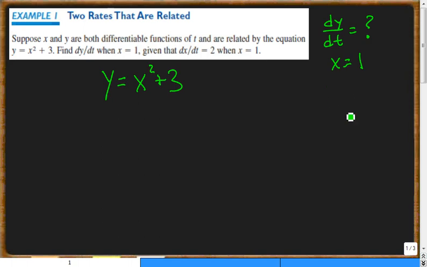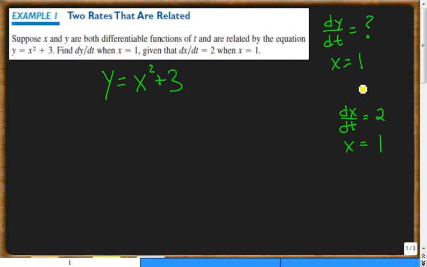given that dx dt equals 2 when x equals 1. Okay, so this helps us, so we're looking at the same situation. So all of these numbers kind of work together. So the first step we need to do is obviously to make sure we write down everything that we know and what we don't know.